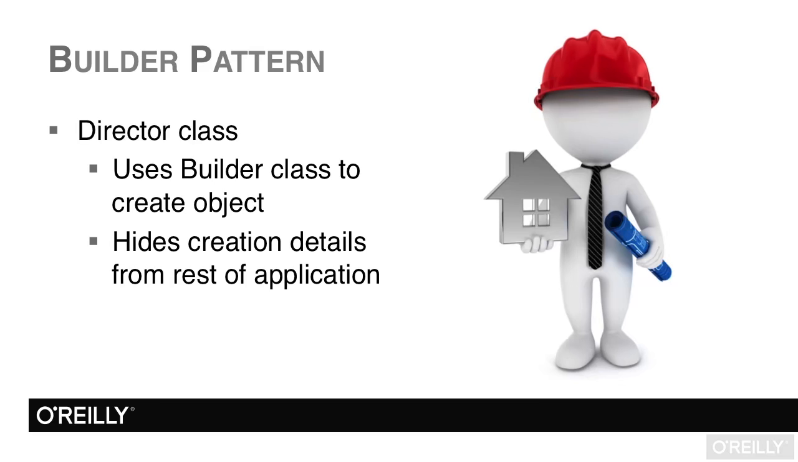Once we have our builder class that presents those methods, we have a director class. And the director class will use the builder class to create the object. And once it uses the builder class, it'll present the object to the application code. So it'll hide all of those messy creation details from the rest of the application.